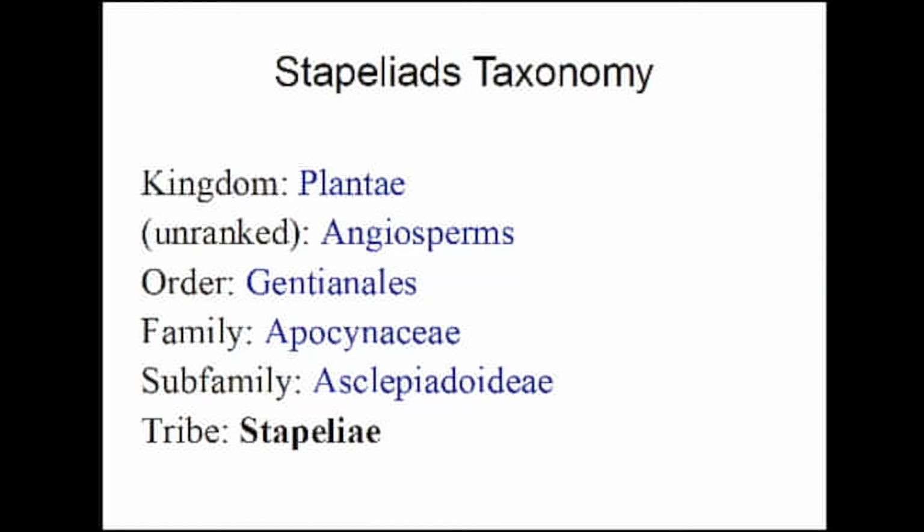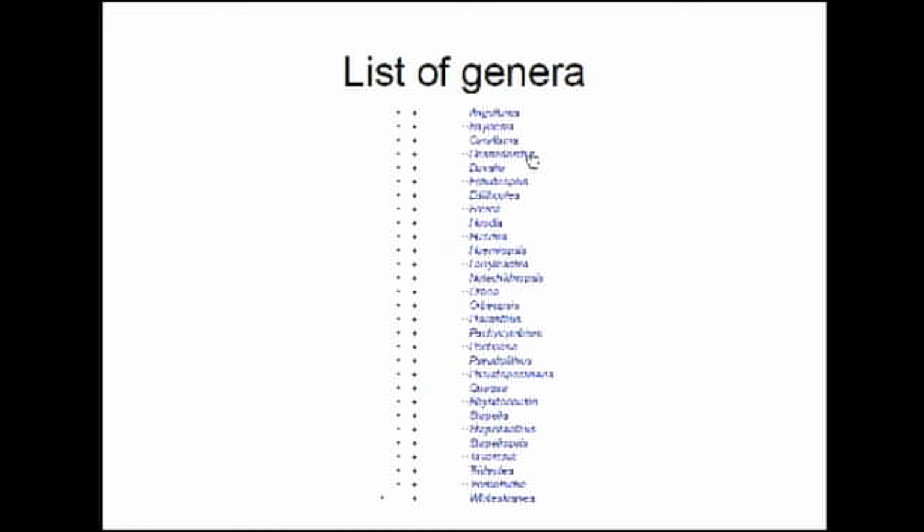But the consensus around the taxonomical belonging of this family has changed, and now it's family Apocynaceae, subfamily Asclepiadoideae, and tribe Stapelia. And here is the list of all the genera that belong to this tribe. There are 29 of them, quite a lot.